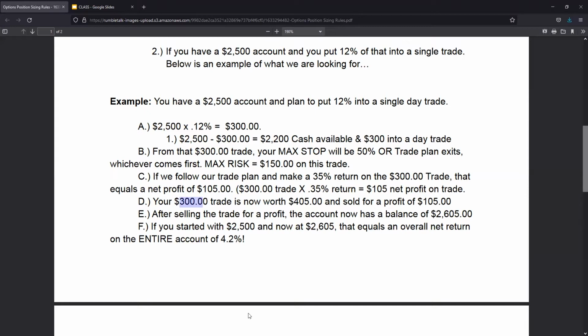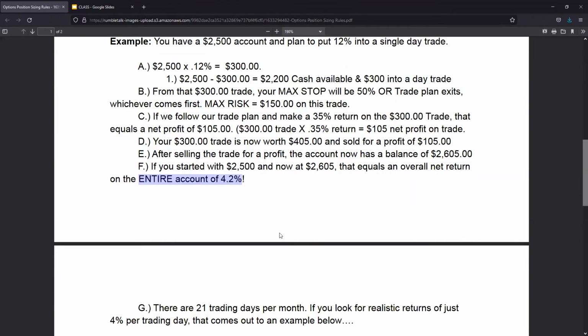Now think of that. That's just one trade and probably one that lasted less than a half hour. So I want you to get in the mindset of understanding that growing a small account is going to take time. It's going to take a couple of months, but it's really important to follow that trade plan and be a disciplined trader for your entries and your exits here. So now again, we started with $2,500. It's at $2,605. That's an overall net return on the entire account of 4.2%.